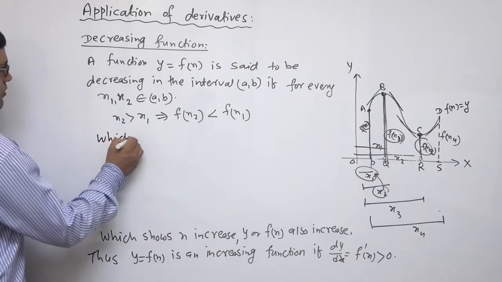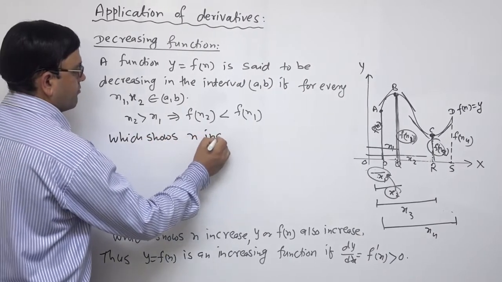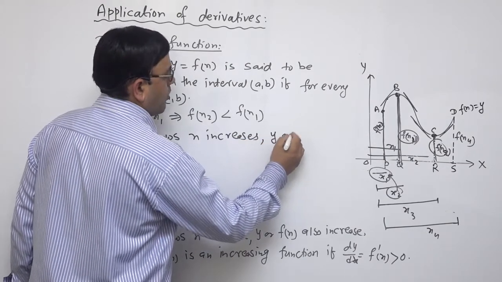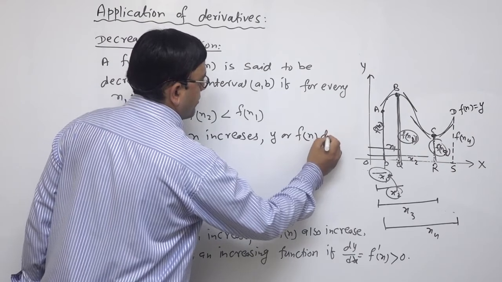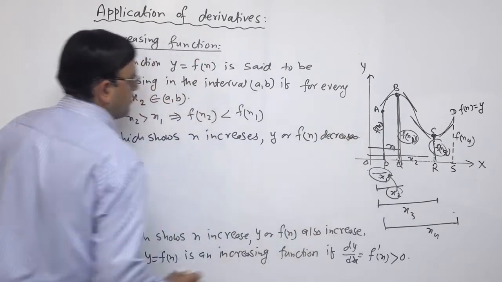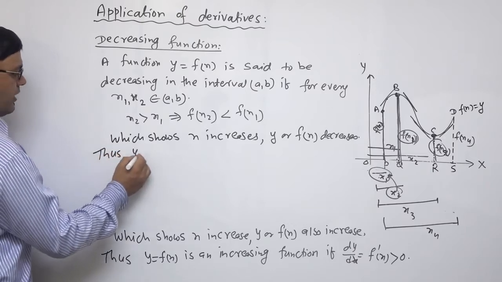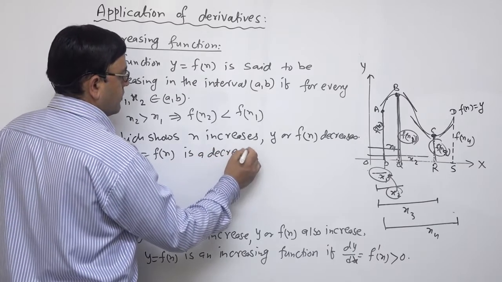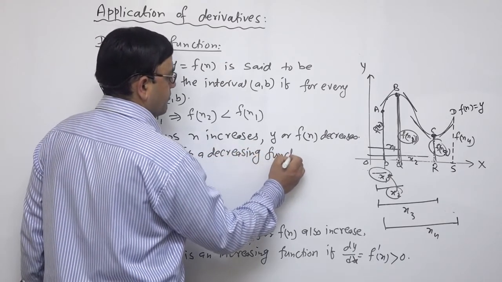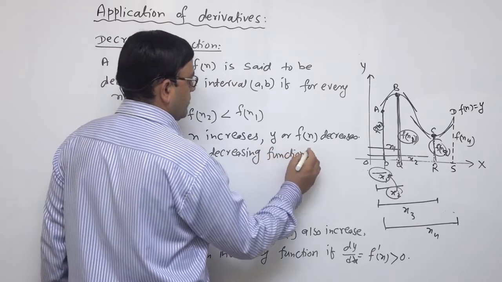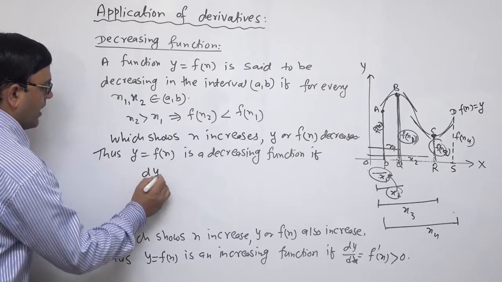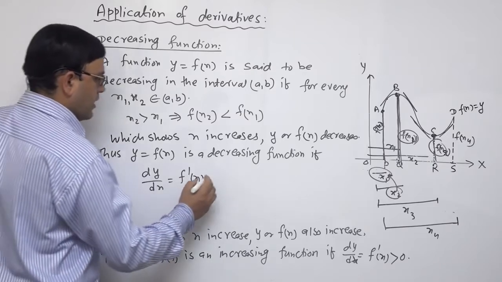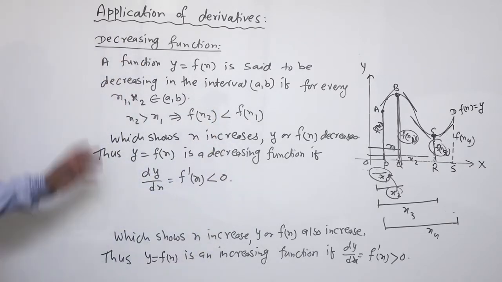which shows x increases, y or y भनेको के हो त fx हो, y or fx decreases। Thus y is equals to fx is a decreasing function if dy by dx is equals to f dash x, which is less than 0. This is the definition of decreasing function.